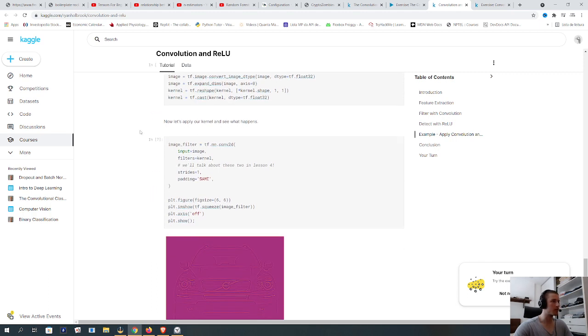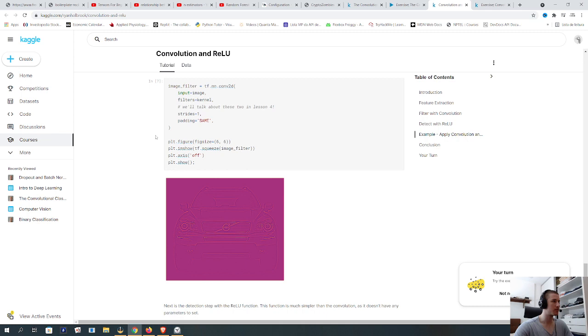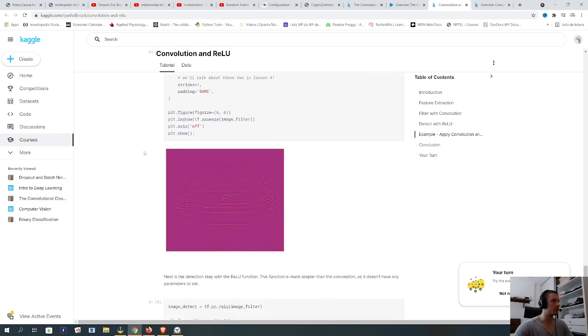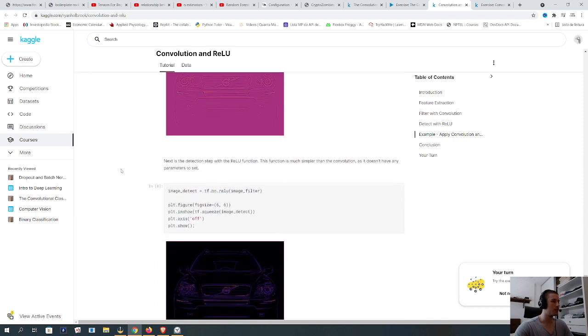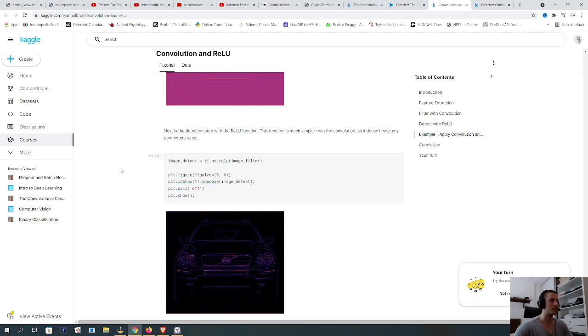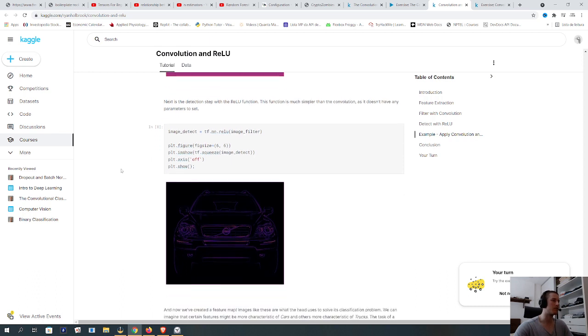Let's apply our kernel and see what happens. Oh, that's pretty good. Input image, filtered. Next is the detection step with the ReLU function. This function is much simpler than the convolution, as it doesn't have any parameters to set.